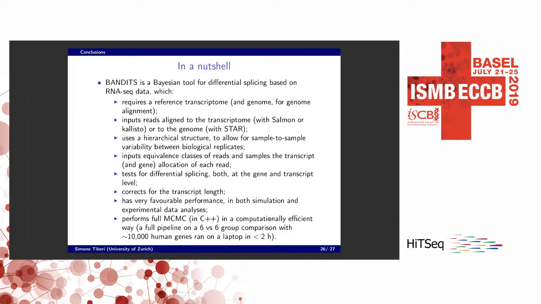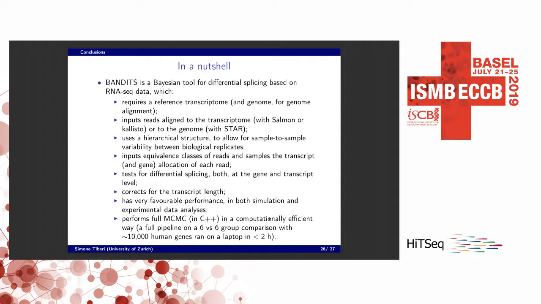And I'll try to wrap it up in a minute. So we propose a Bayesian tool to do differential splicing on RNA-seq data. It requires a reference genome or transcriptome, according to whether you align to the genome or transcriptome, and it can input reads that you can align in both ways. So you can either align to the transcriptome with Salmon or to the genome with STAR.